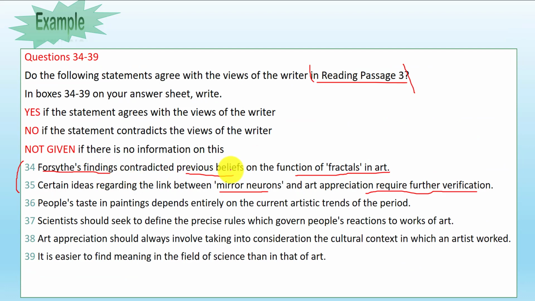Findings contradicted previous beliefs on the function of fractals in art. There is nothing about previous beliefs, okay? So that's a not given question. As you see, even this question wasn't confusing enough, because there was nothing at all about previous beliefs, and we can definitely answer question 34 as not given. Now let's go to the second one.